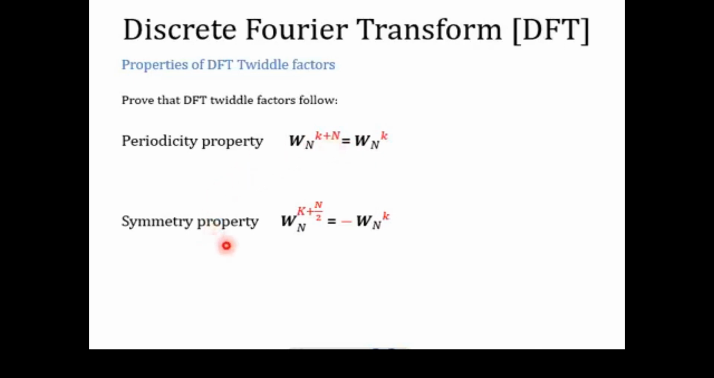While the second property is the symmetry property, which states that W N to the power k plus N by 2 will be equal to minus times W N to the power k, which means after N by 2 samples, we will get the same twiddle factors W N k, but having an opposite sign. So basically these two twiddle factors will be 180 degrees out of phase with each other. Now, how can we prove these two properties?